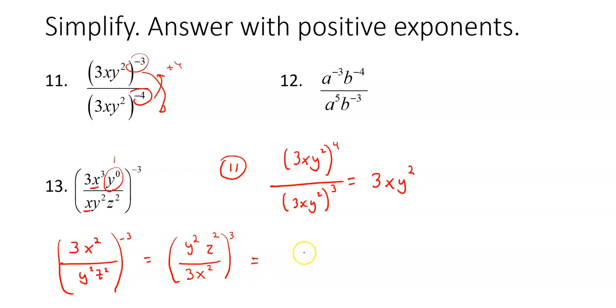And now it's just a matter of multiplying exponents. So I get a y to the 6th, z to the 6th on the top. On the bottom, don't forget 3 to the third is 27, x to the 6th. And there's my answer.